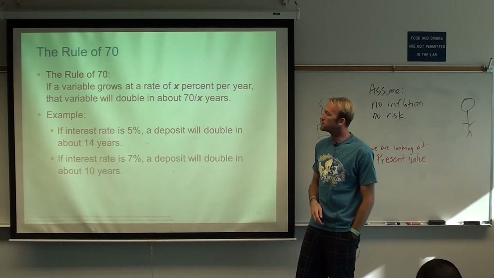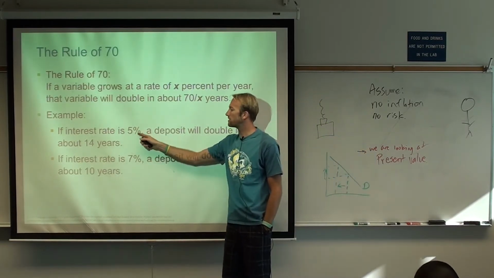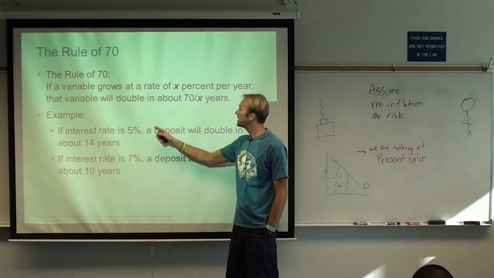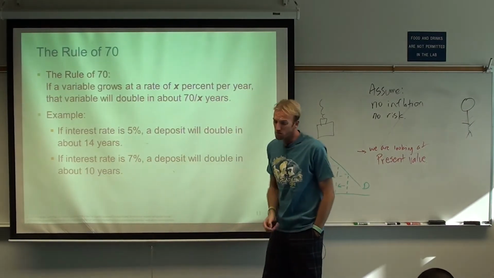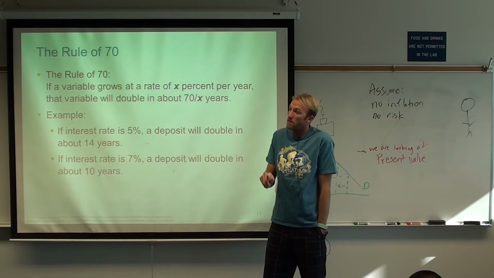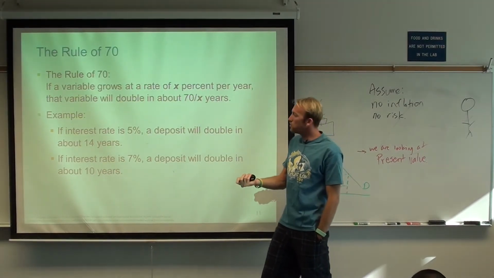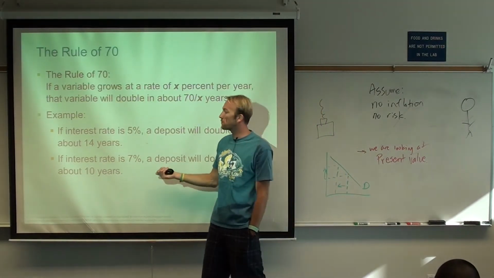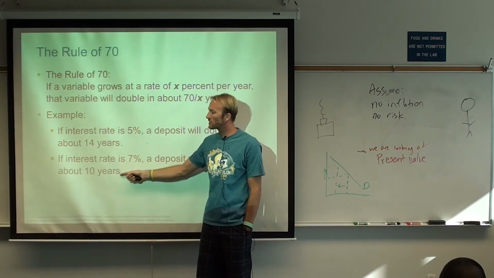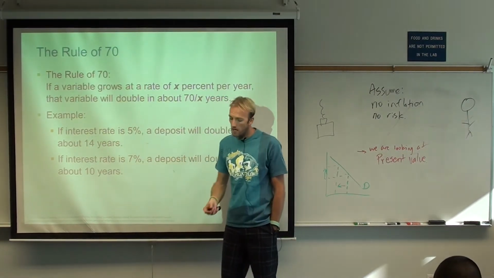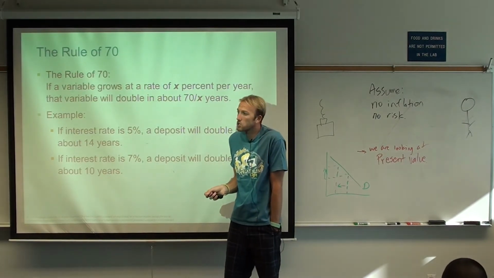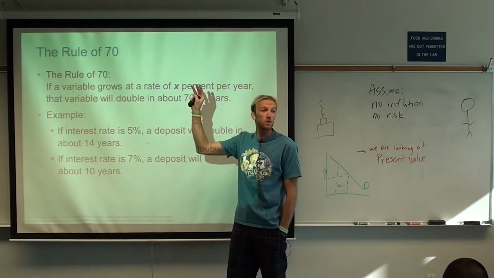And then look at this. If you just raise it a tiny bit, from 5 to 7, 70 divided by 7 is now just 10. So if you raise the interest rate slightly from 5% to 7%, it will double in value in not 14 years, but in 10 years, a lot quicker. All right? So you see that a small increase in the interest rate means a big increase in the rate of growth.